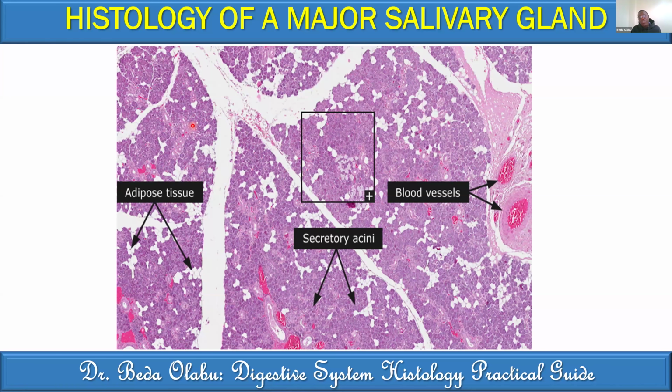So the sections I'll give you may not have the advantage of showing you the capsule because they are captured inside, but you'll be able to see the lobulations. And so I want us to look at the lobulations. If I show you a section that has a capsule, well and good. Remember, that's general for most glands.